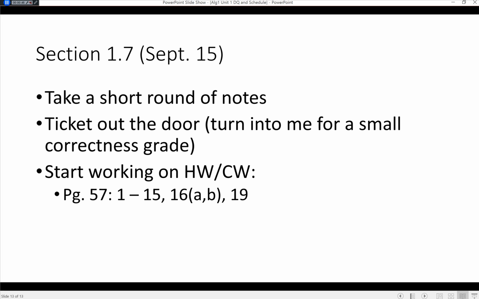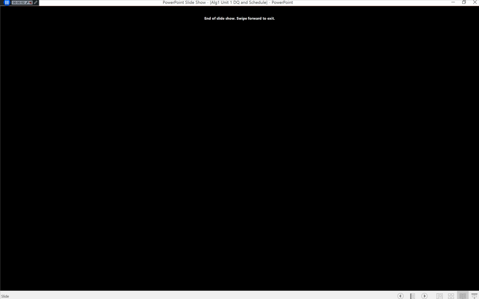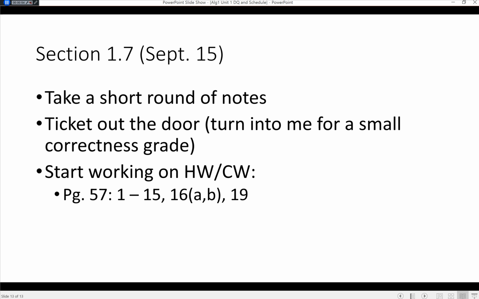Here's what you're going to be doing today. First of all, we're going to take a short round of notes. Whoops, where's my pen? Pen's not working. Next, you are going to do a little ticket out the door. And finally, you're going to start working on some homework or classwork. That very last bullet point there won't be due until Monday. You'll have Thursday and Friday to work with it. I'll give you another assignment tomorrow. Anyway, we'll talk more about that when the time comes.